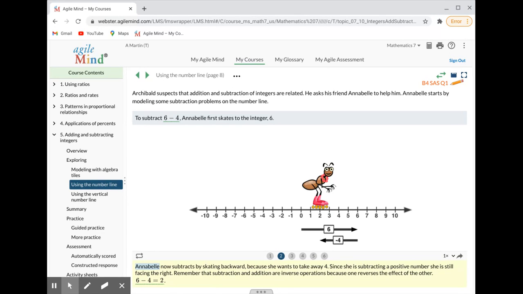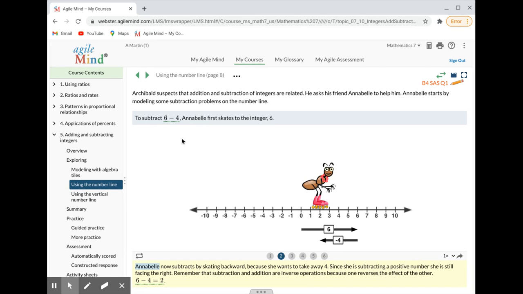Annabelle now subtracts by skating backward. Because she wants to take away 4, since she is subtracting a positive number, she's still facing the right. Remember that subtraction and addition are inverse operations because one reverses the effect of the other. 6 minus 4 equals 2.